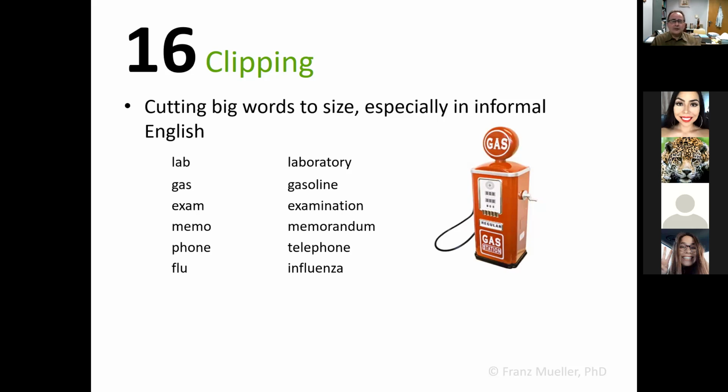Flu is short for influenza. Did you get your flu shots already? You really should. They expect a very bad flu season this year, potentially anyways. The big word is influenza. Influenza, of course, is a medical term.